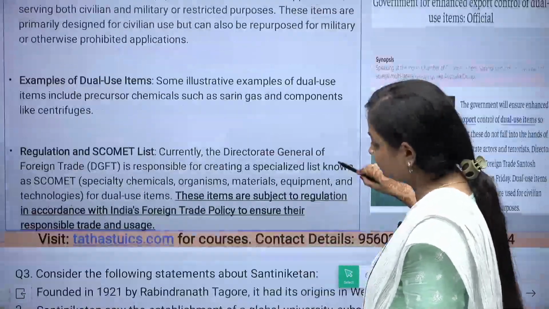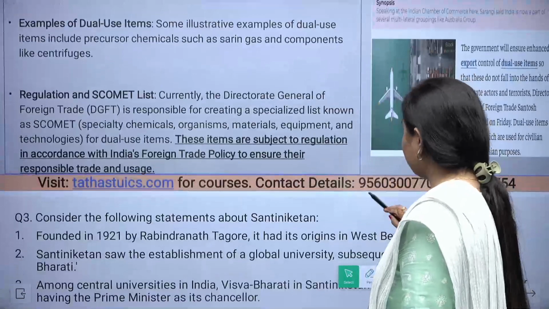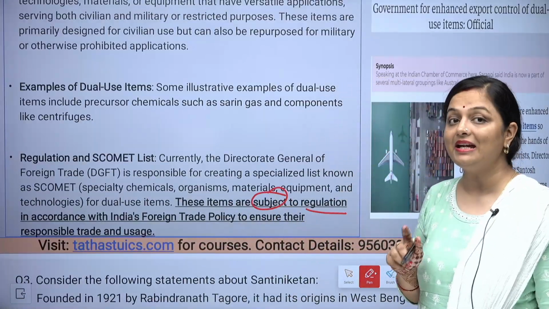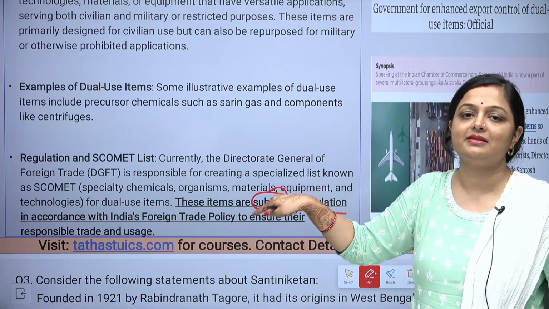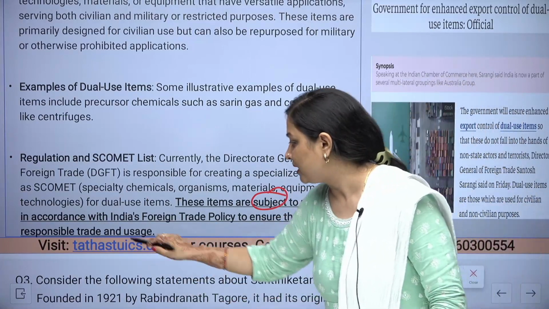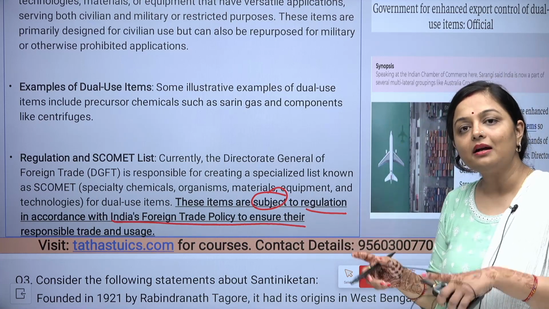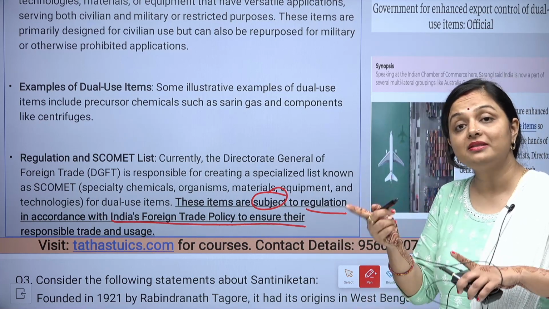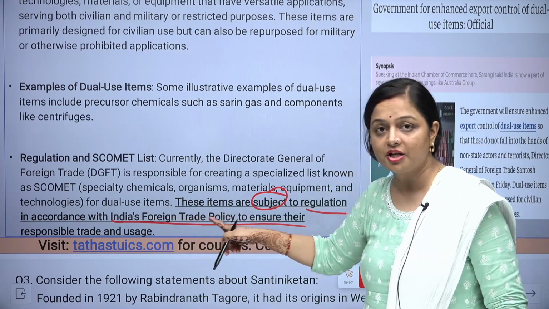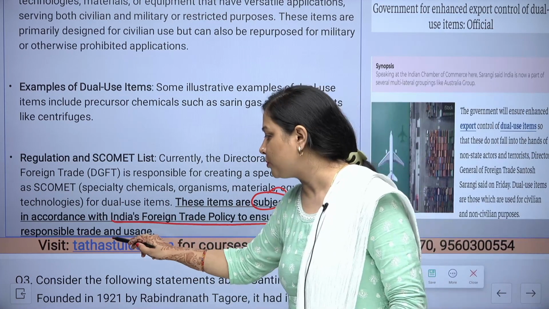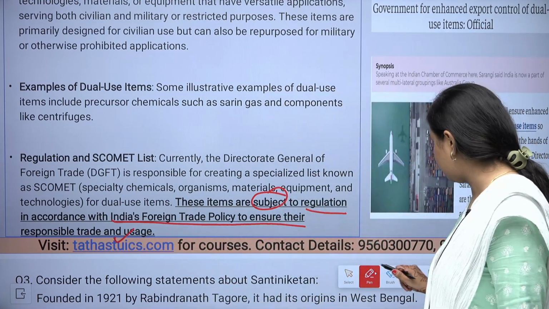Right. Now, these items are subject to regulation. The regulation is done according to India's foreign trade policy. So, this is what you are supposed to keep in your mind to ensure their responsible trade and usage.